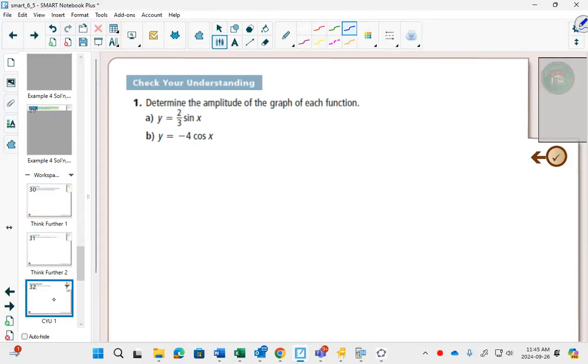What we're going to do is for each of these, we're going to answer the question that they ask, but we are also going to draw the graph. So if you had to graph y equals 2/3 sine x with that vertical compression, what would it look like?